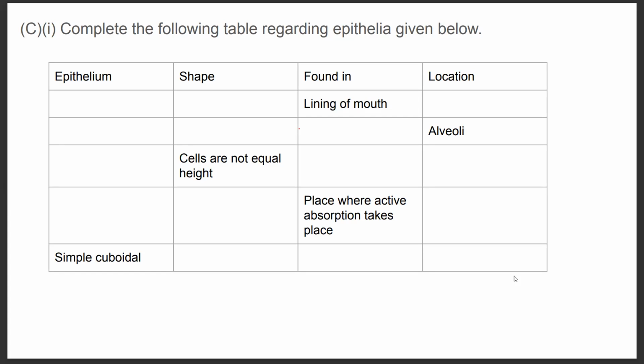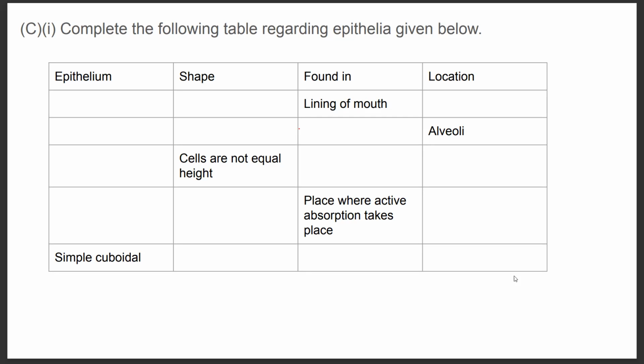Then, next one, cells are not equal in height. Pseudostratified columnar epithelium. Right? Here, they are found in the location nasal passage and trachea. They have cilia on their cell surface, in the apical surface. And it lines the nasal passage.